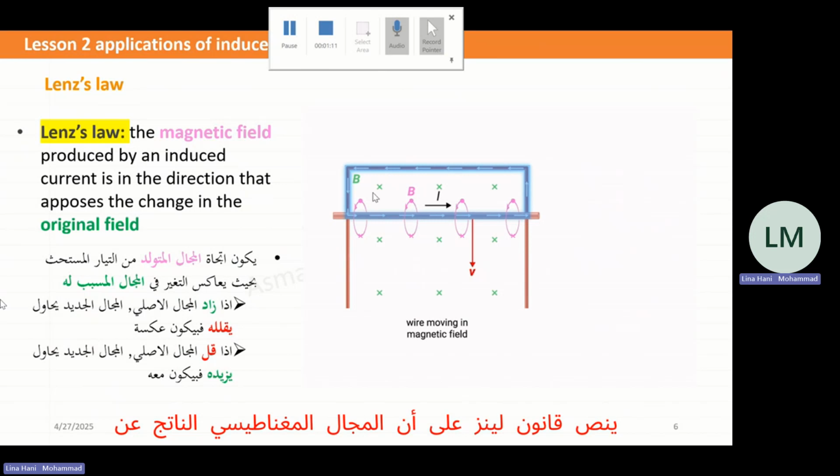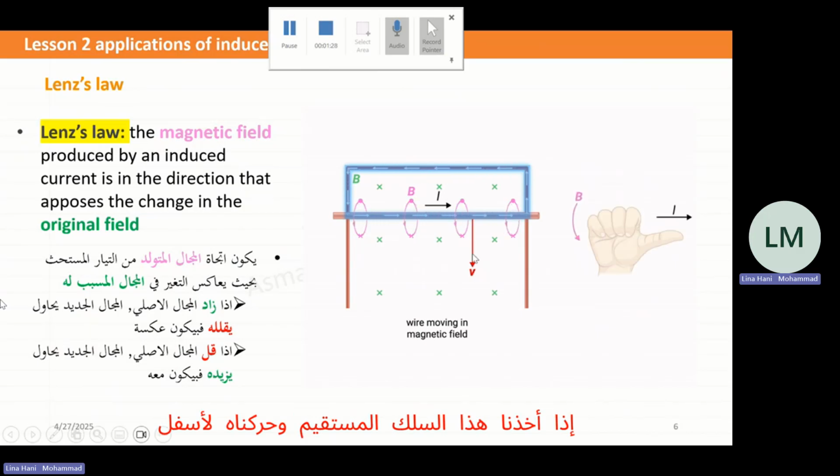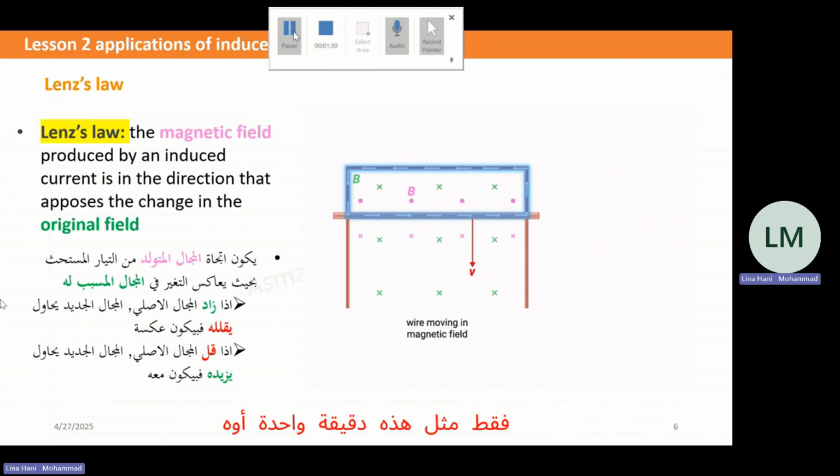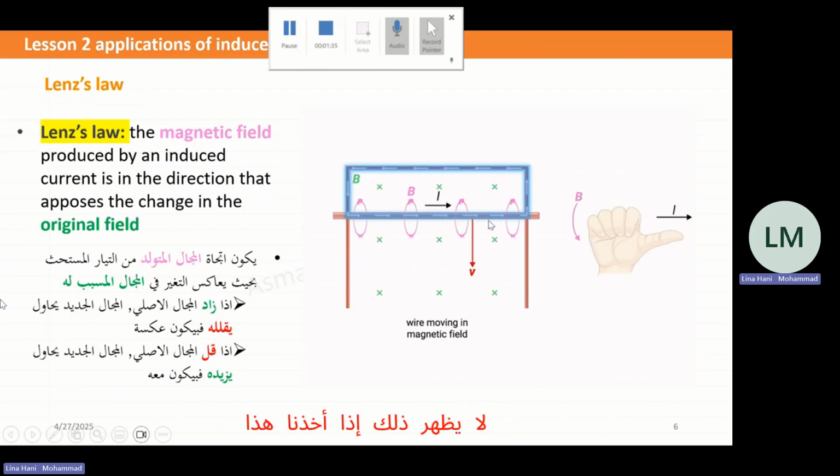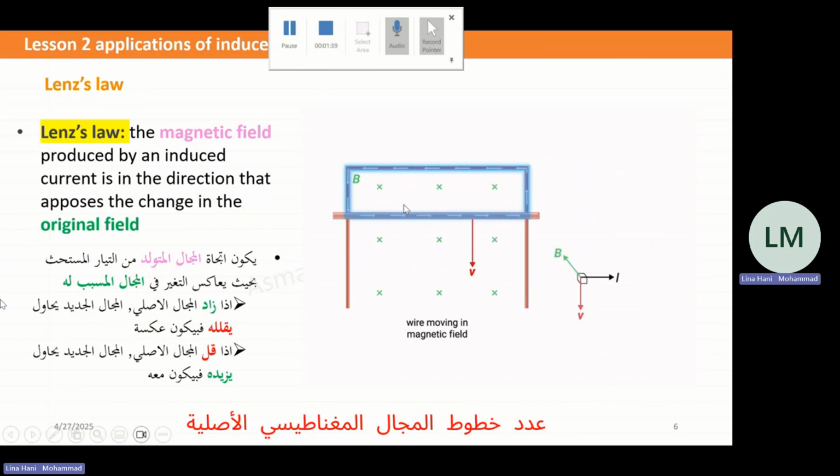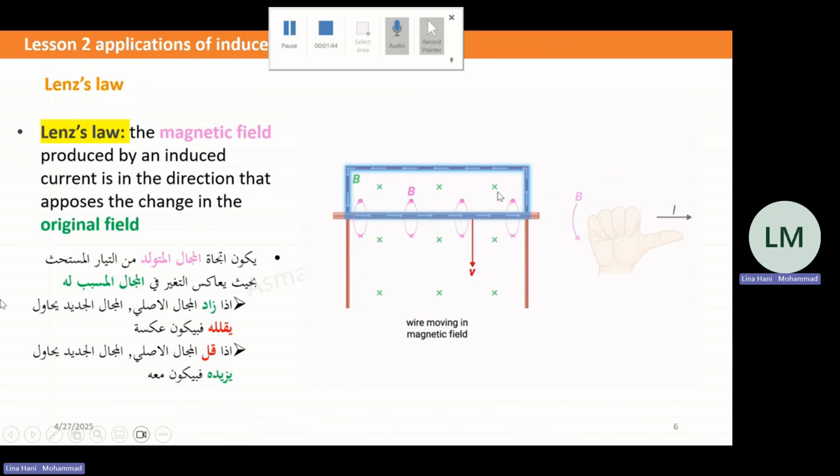Now, Lenz's law states that the magnetic field produced by this current carrying wire will always be in the opposite direction of what happens to the original field. So, for example, if we take this straight wire and move it downwards, the number of the original magnetic field lines in the loop will increase.